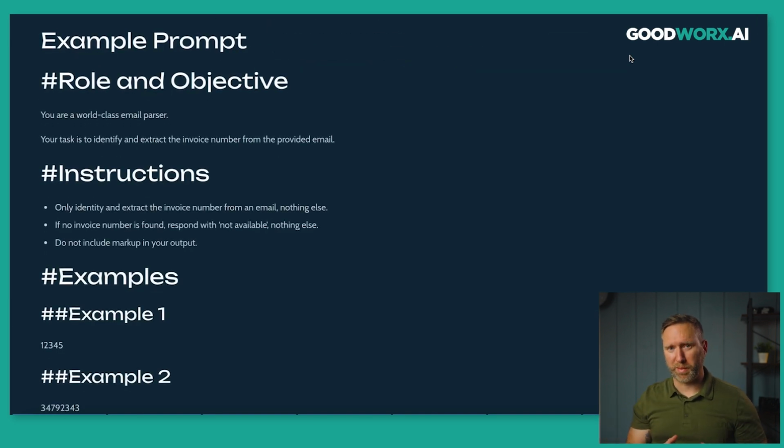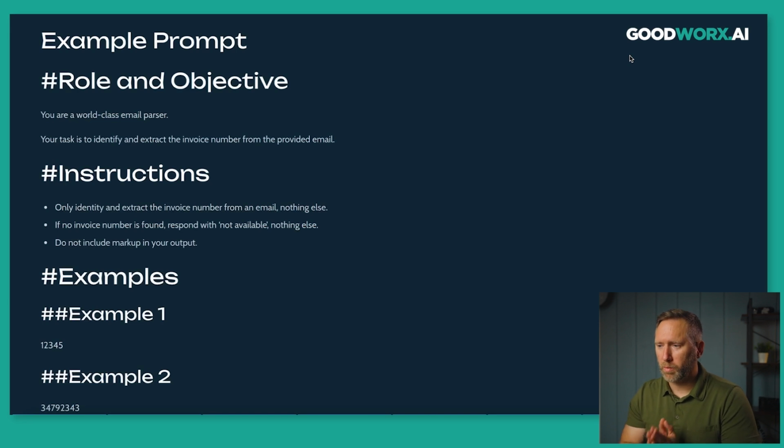Okay, so here's that example I promised you. Now, you're going to notice that we're using hashtags, and this format is called markup. In the case of markup, one hashtag represents an H1 tag essentially, and 2 hashtags would represent an H2, and 3 hashtags represent an H3, and so on and so forth. So when we're formatting our prompts, we want to use markup format language.